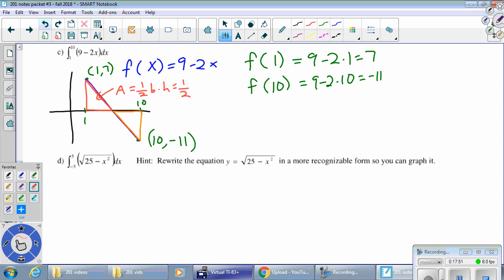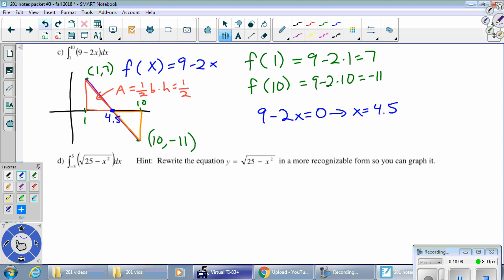All right, so the base, I don't know what the base is. I need to know what the point of intersection is right here. I need to know the x-intercept. So that means that I need to know when 9 minus 2x is equal to 0. So that happens at x equals 4.5.